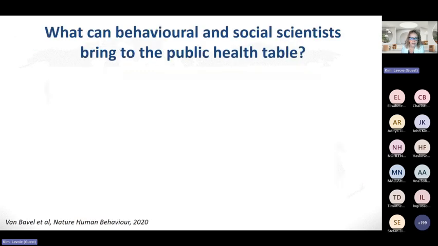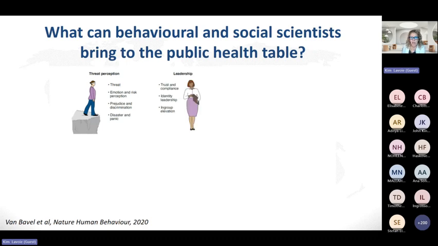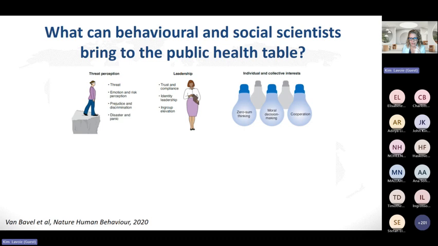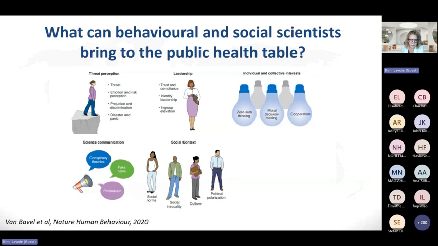So what can behavioral and social scientists bring to the public health table? This was a great paper by Van Bavel et al. in Nature Human Behaviour in 2020. We can provide insights on how to manage threat perception, how to increase trust and compliance, how to present leaders in a positive vein so that this increases the perception of their credibility in providing health messages. Individual and collective interest, how do we get people to improve their individual and collective decision making, the science of communication. So there's a lot of work that we've been doing around that.